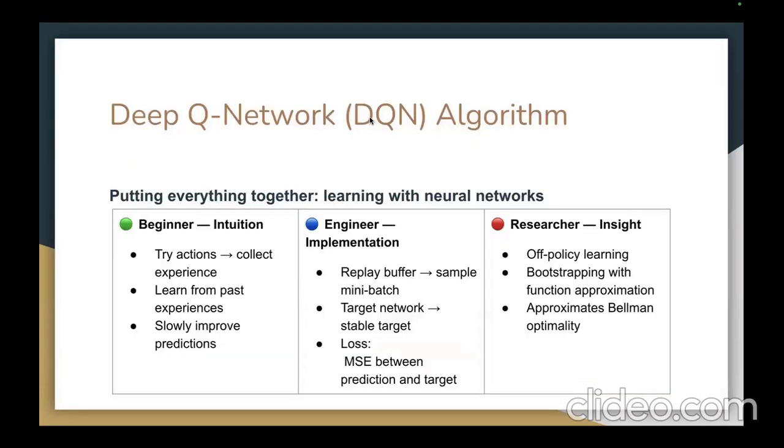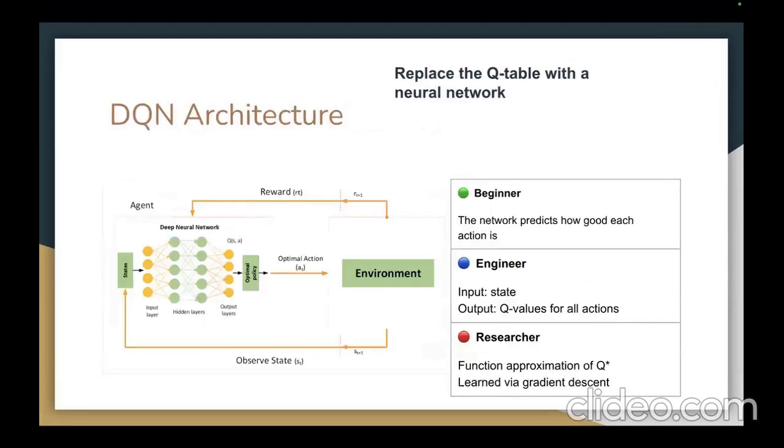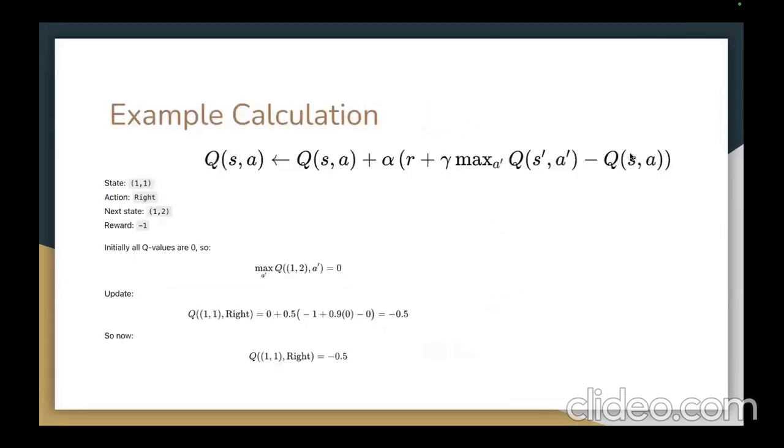May I ask a question? Yes. About the loss function. How does the prediction look? Is it a number and is the target a number too? Yes, it's a number. So Q(s,a) is a number, and the target is this term, r plus gamma max over a prime of Q(s', a'). This is also a number.